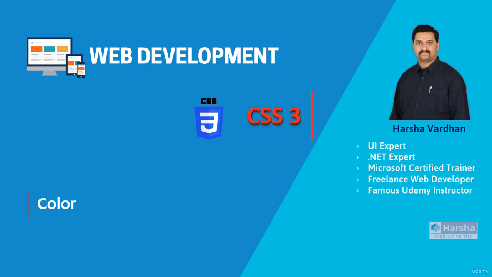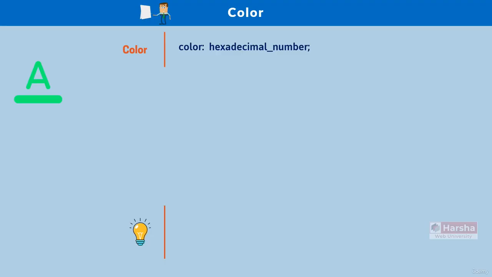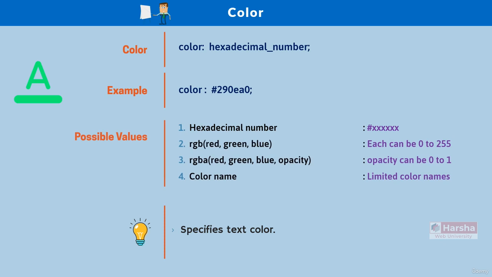The color property is used to specify the text color of the selected elements. First you should write the name of the property, that is color. Then you have to specify the color value. The color can be represented in three formats, that is hexadecimal number, RGB, RGBA, and also color name. So totally in 4 formats you can specify the colors.